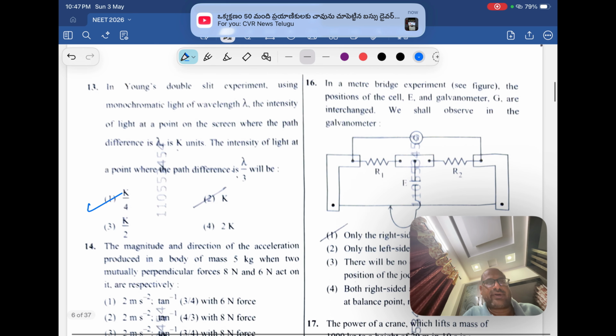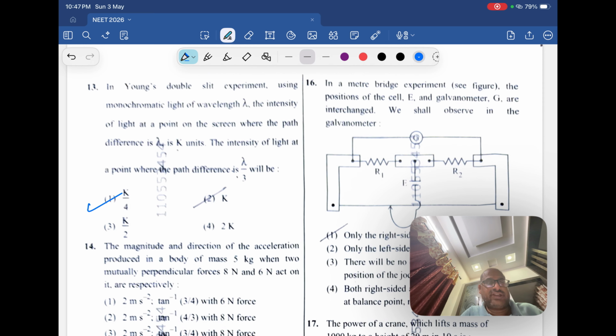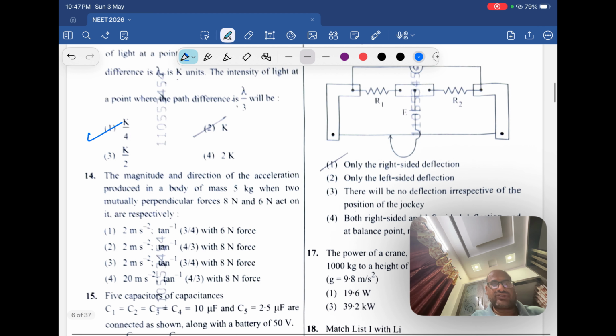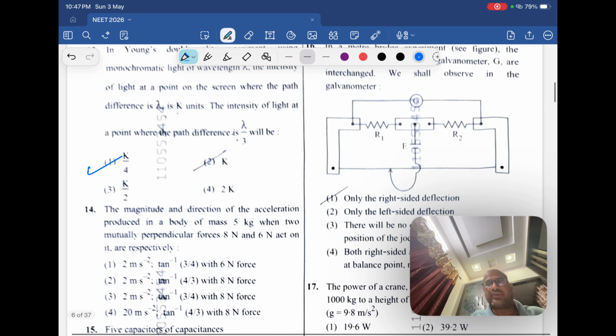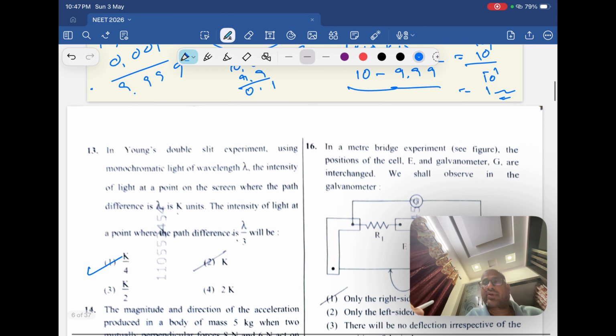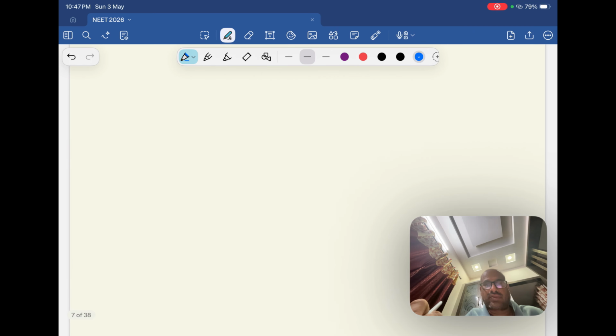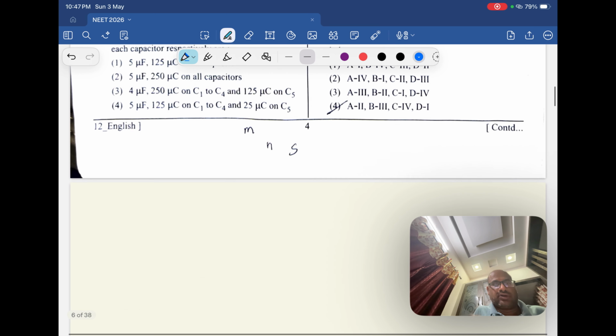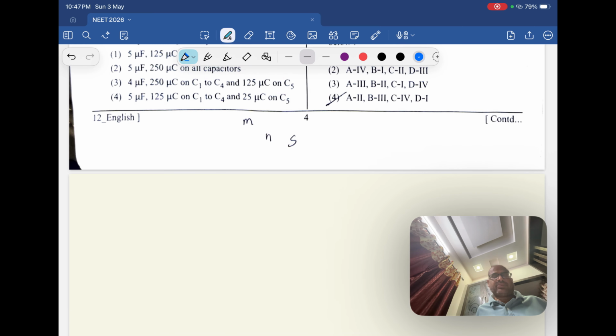So in Young's double slit experiment, when path difference is lambda, intensity is k. The intensity when path difference is lambda by 3. Okay, let us solve it. So what is the formula for intensity, students? Intensity I is I maximum, that is 4 I naught, into cos square phi by 2, formula we know, where maximum intensity is 4 I naught provided amplitudes are equal, or else A1 plus A2 whole square.